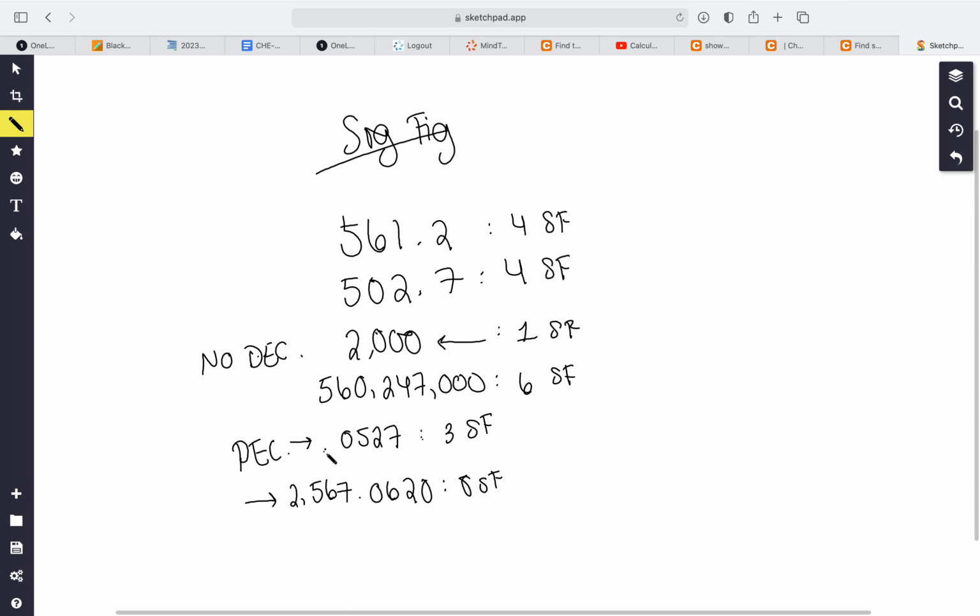When there is a decimal point present, you start from the left and go to the right, so you're going the opposite way this time. And as soon as you reach your first significant figure, you start counting. Same goes for here. Right. Okay, so that is all I have for sig figs.